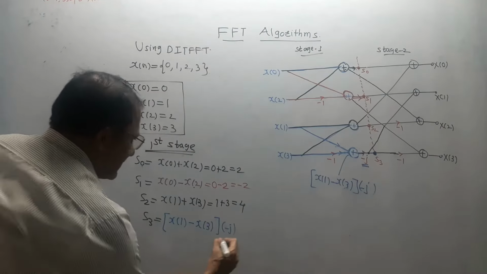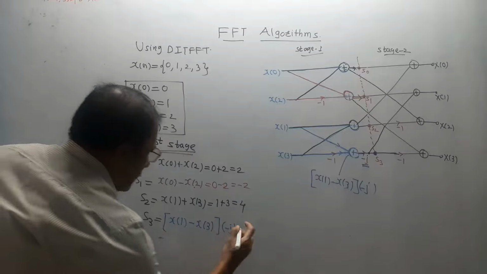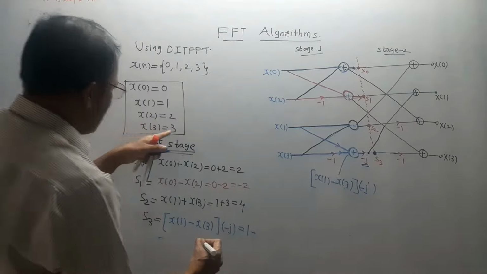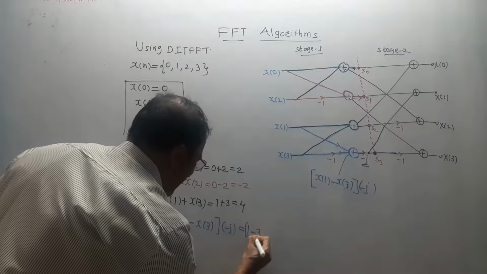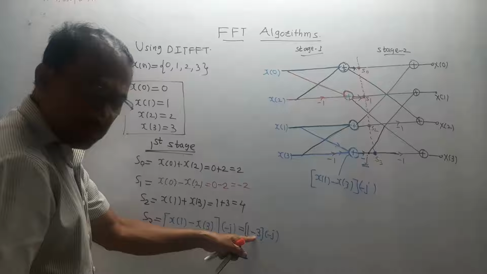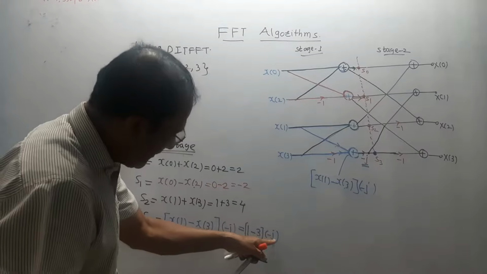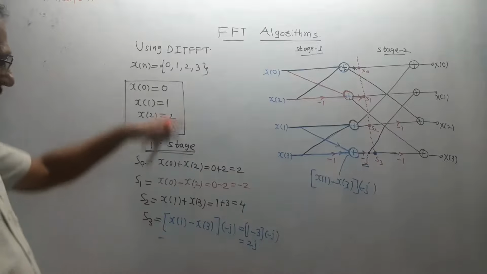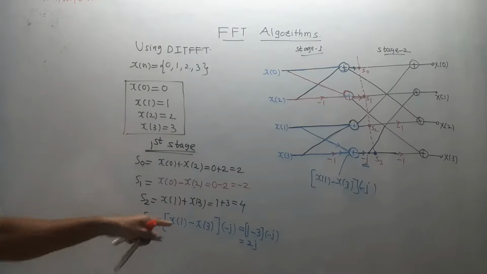So this answer becomes X of 1. Check the values. X of 1 is 1, minus X of 3 which is 3. 1 minus 3 into minus j. 1 minus 3 is minus 2, into minus j. Minus of minus becomes plus. So the answer will be 2j. This is the output of stage 1.